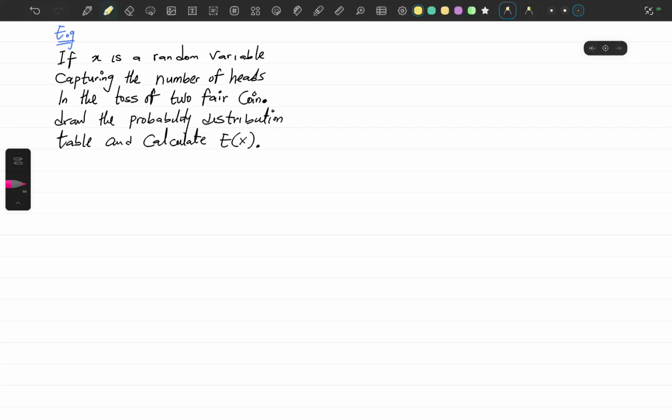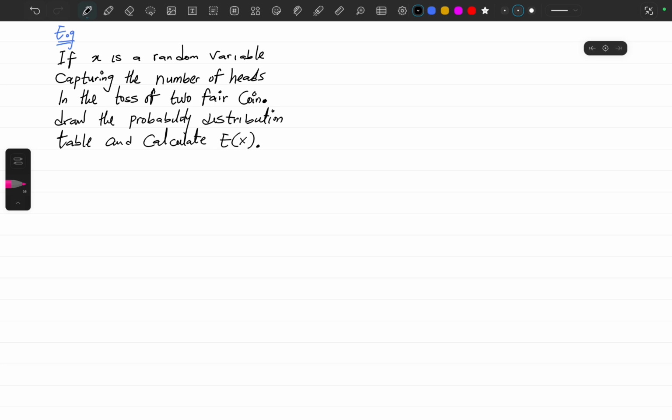So here's another part of the video, and in this part we're talking about some quick questions. Here we are told that if X is a random variable capturing the number of heads in the toss of two fair coins, draw the probability distribution table and calculate the expected value, or weighted mean. That is what that symbol here definitely represents. So let's take it into account very quickly.